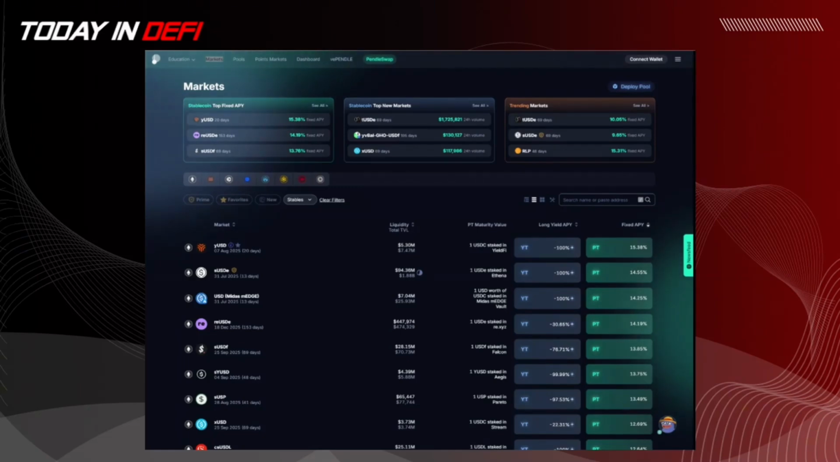This is the reason why it's called principal. It means that to a certain extent, if you hold to maturity, there will be no loss incurred to your principal. And it's very similar to a zero coupon bond in the traditional financial market.